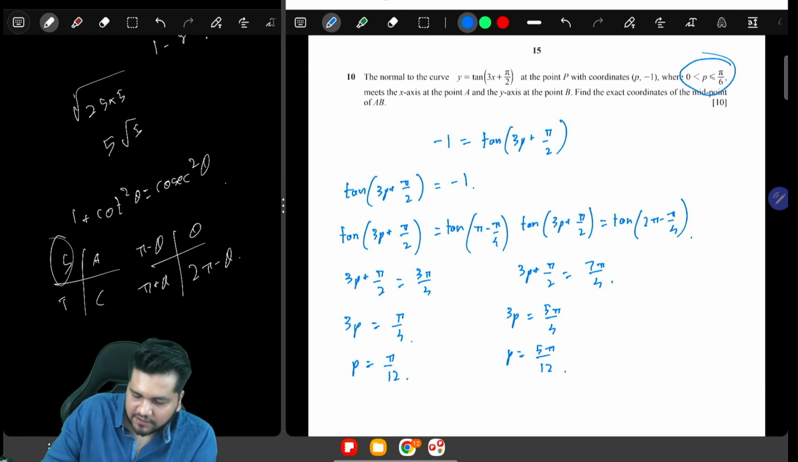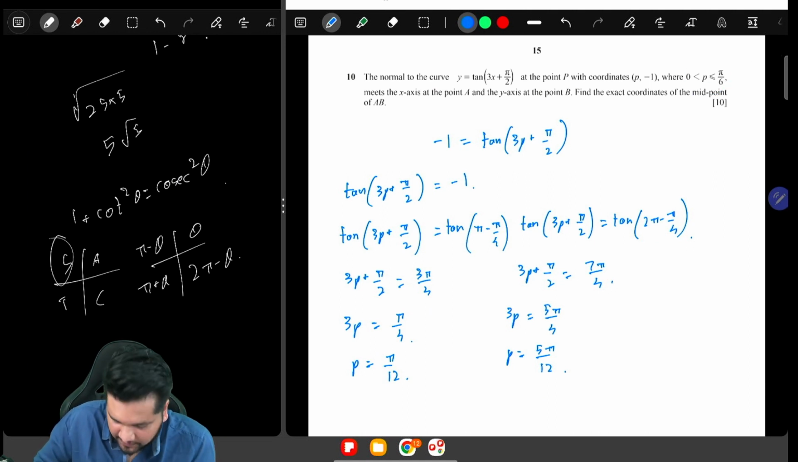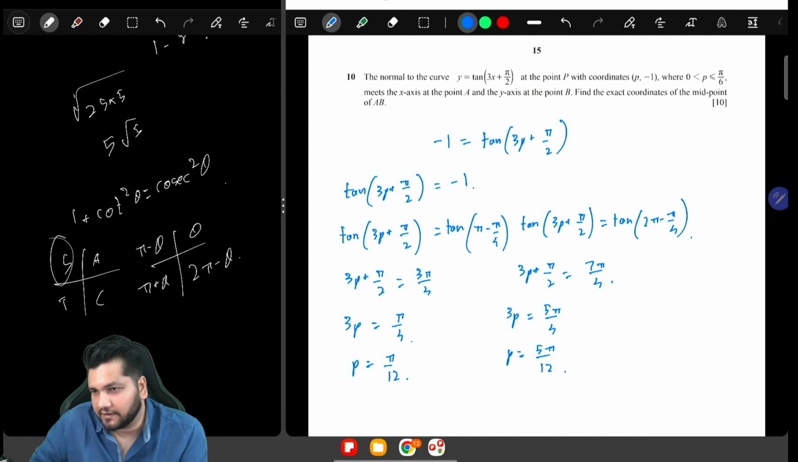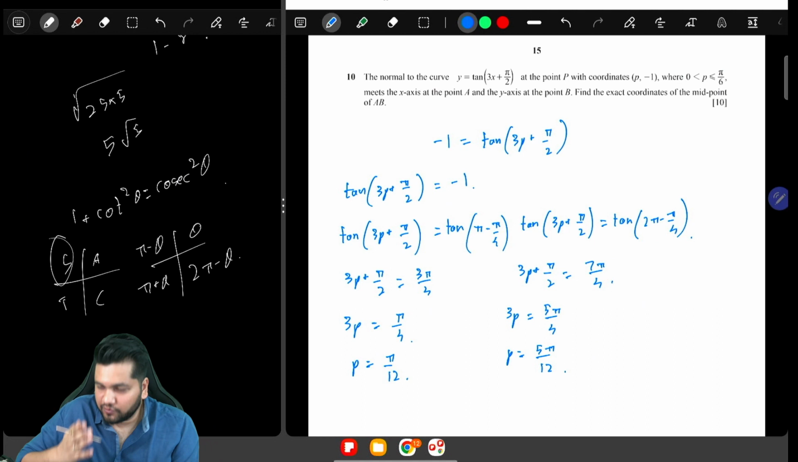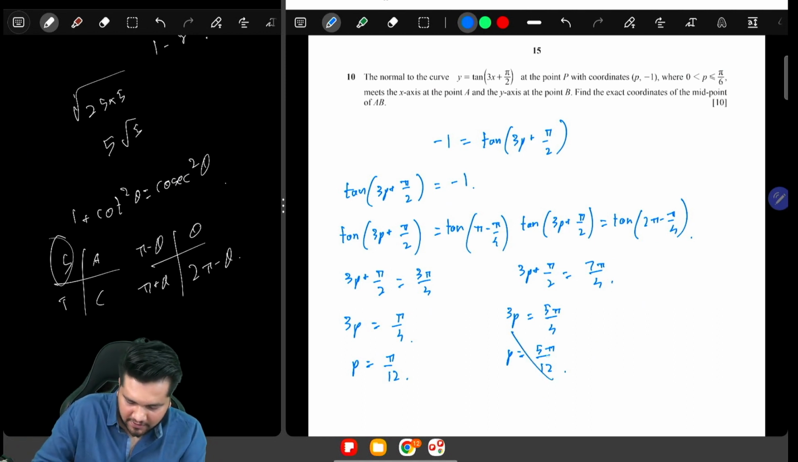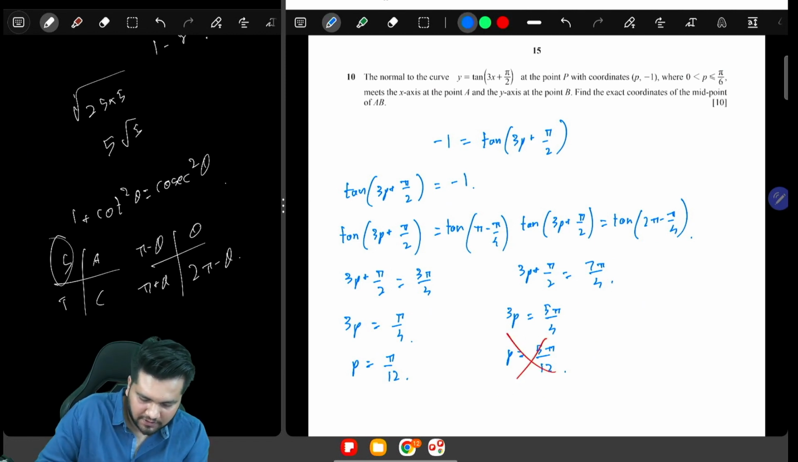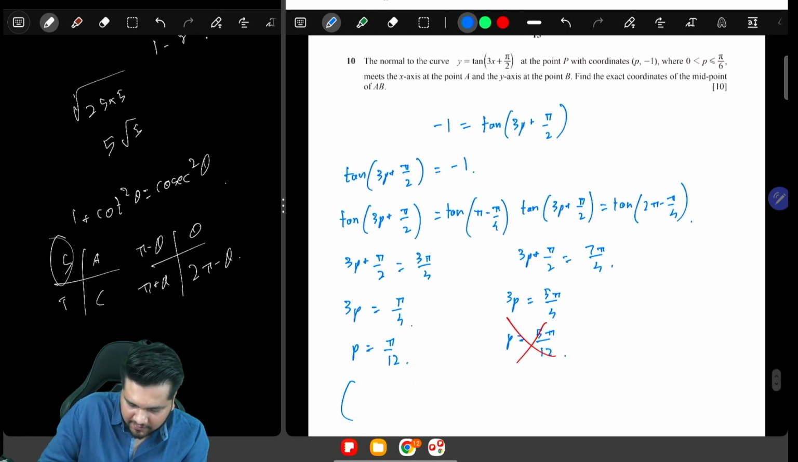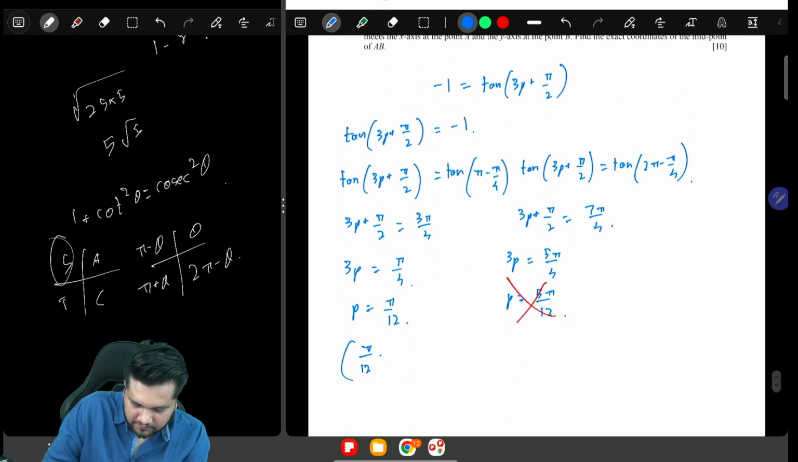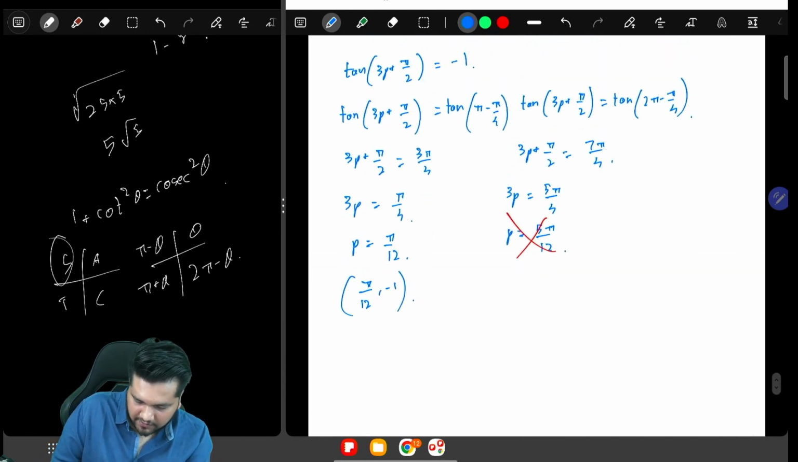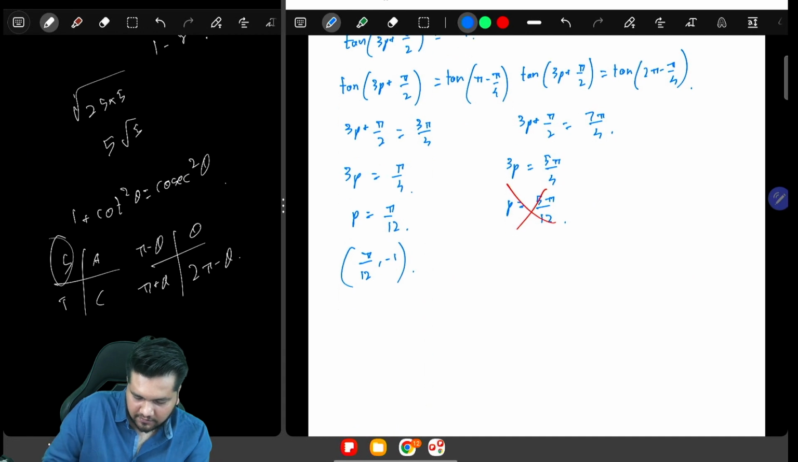Now see, they have given that p is between 0 and pi by 6, so definitely pi by 6 is almost 30 degrees, but 5 pi by 12 is almost like half pi, so obviously it is near 90 degrees, I would say. So obviously this value we won't consider. So we'll consider only p is equal to pi by 12. So we got the coordinate now. The coordinate is pi by 12 comma minus 1. Okay, so this is the first part of getting the coordinate.